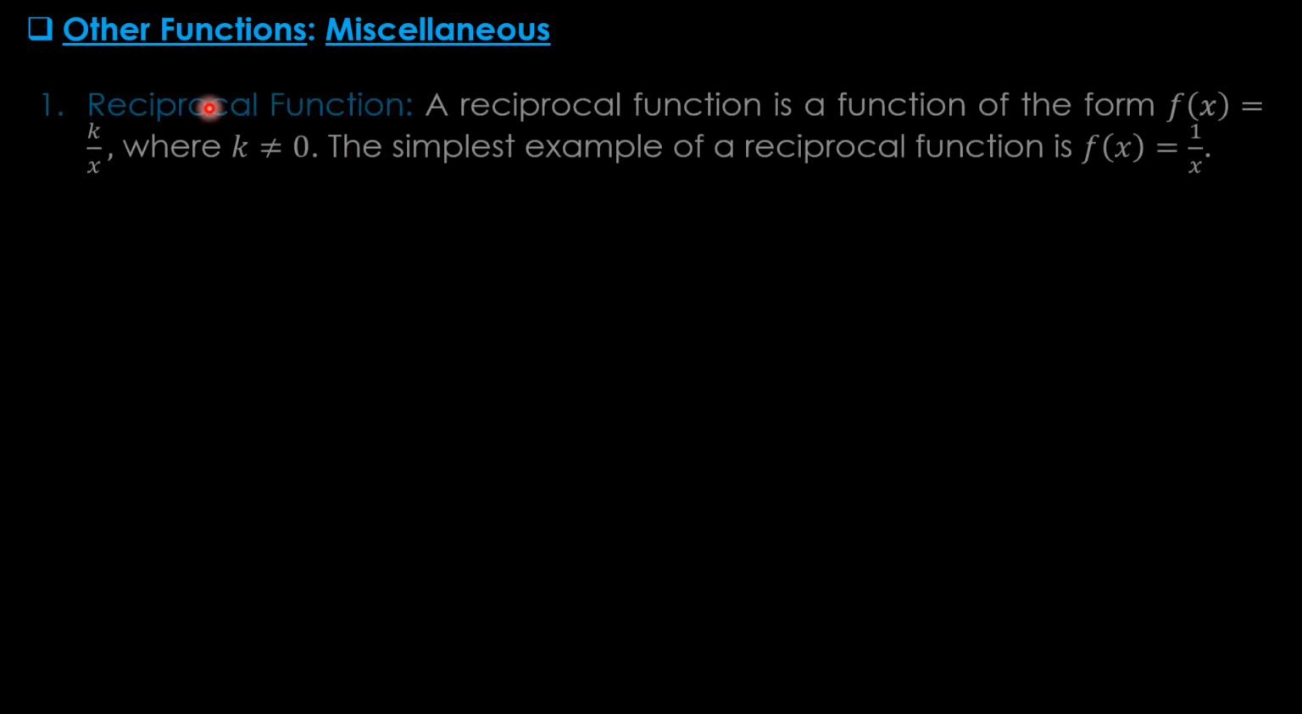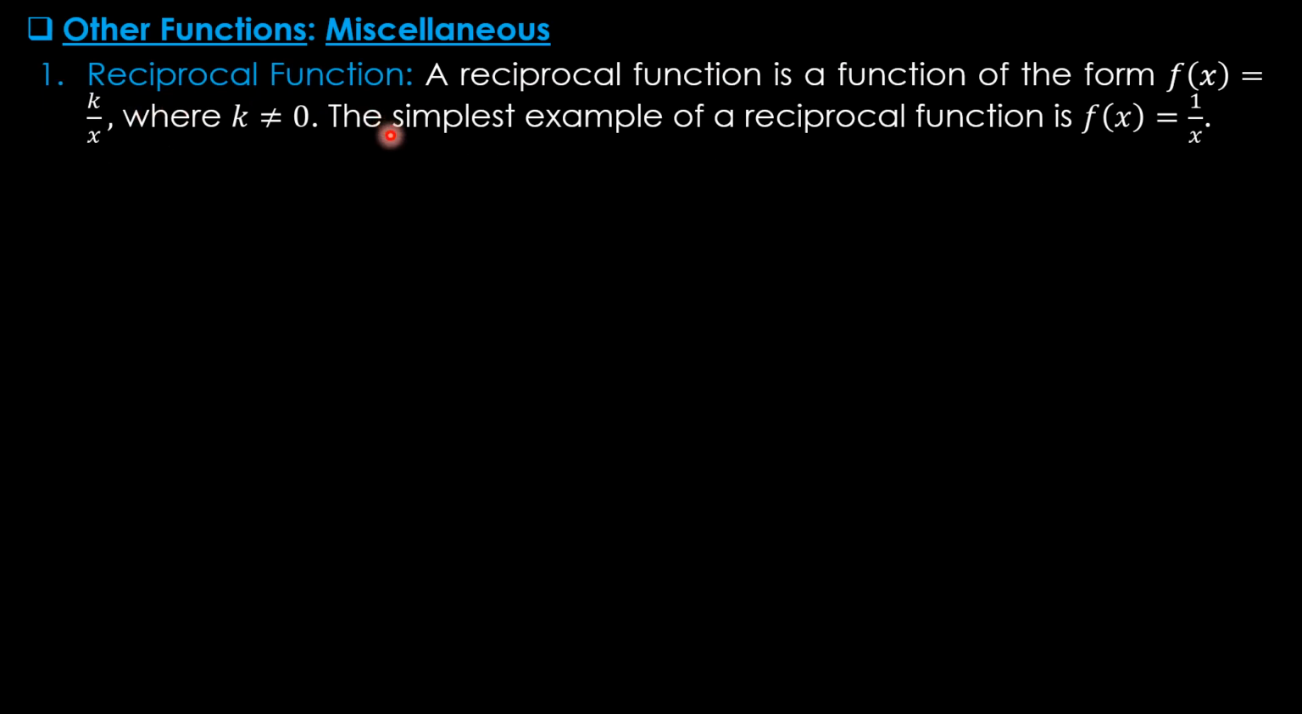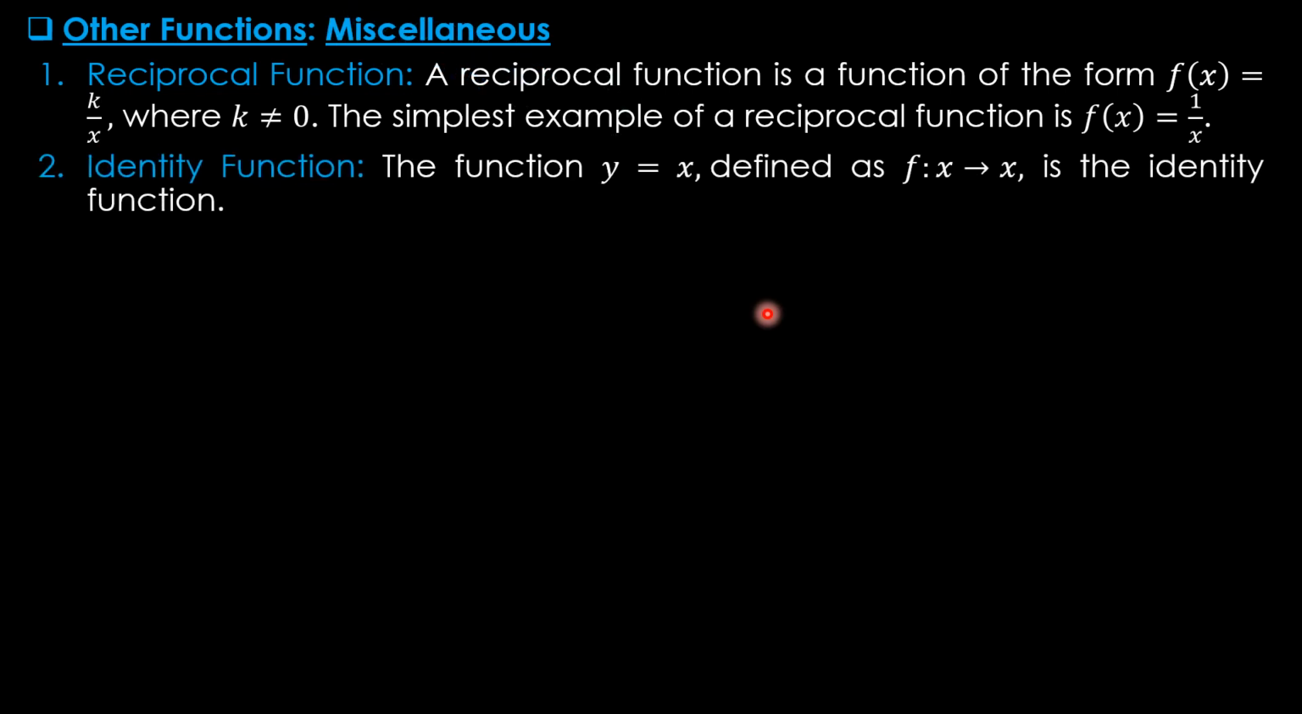Now we have the last part. We are just trying to mention a few more functions, miscellaneous. So reciprocal function. A reciprocal function is a function of the form f(x) equal to k over x, where k not equal to 0. The simplest example of a reciprocal function is f(x) equal to 1 over x, which means k equal to 1. Next is identity function. The function y equal to x is the identity function, defined as this.